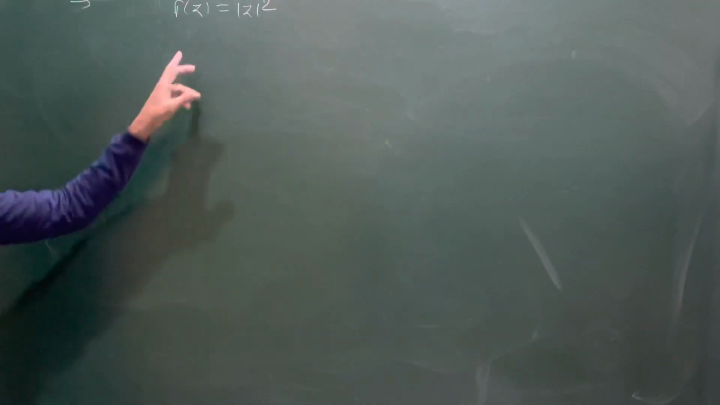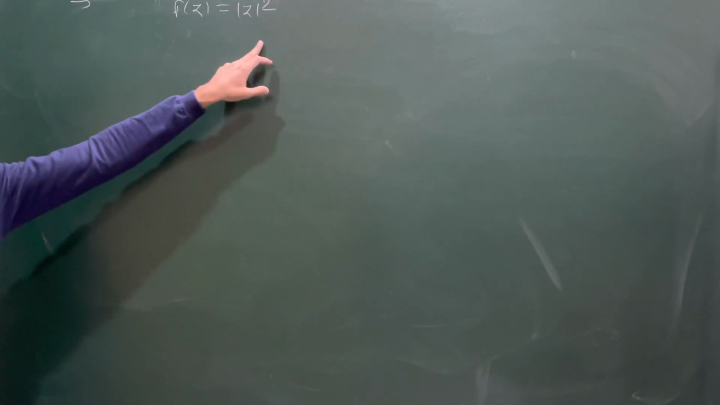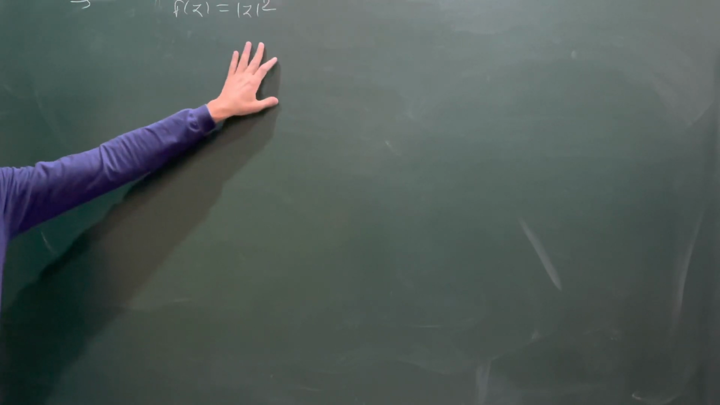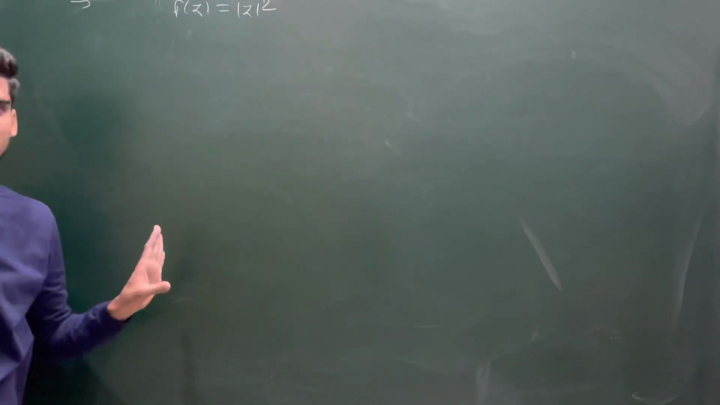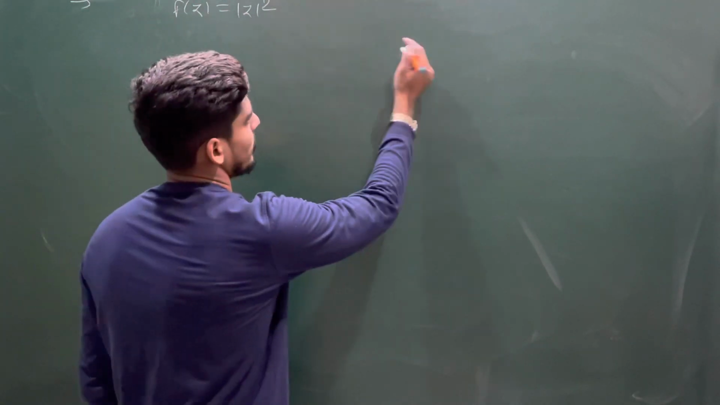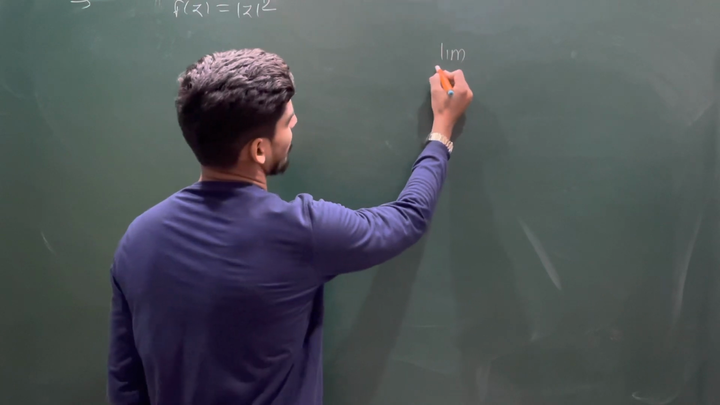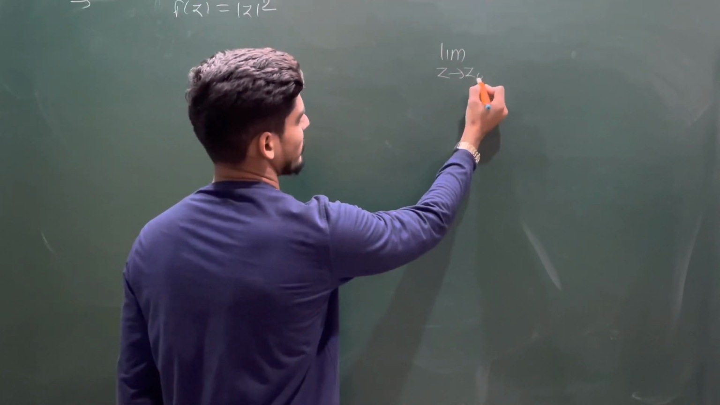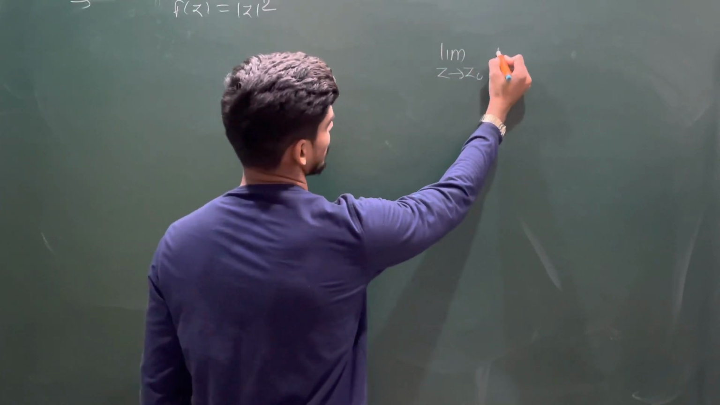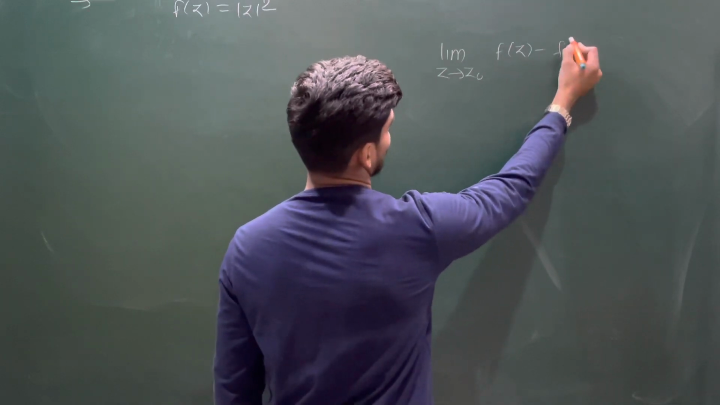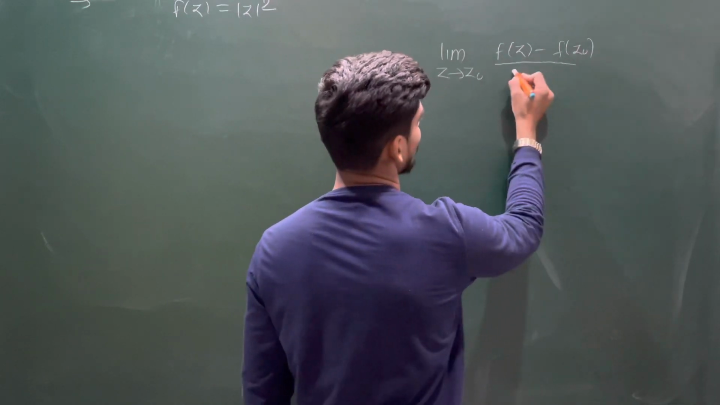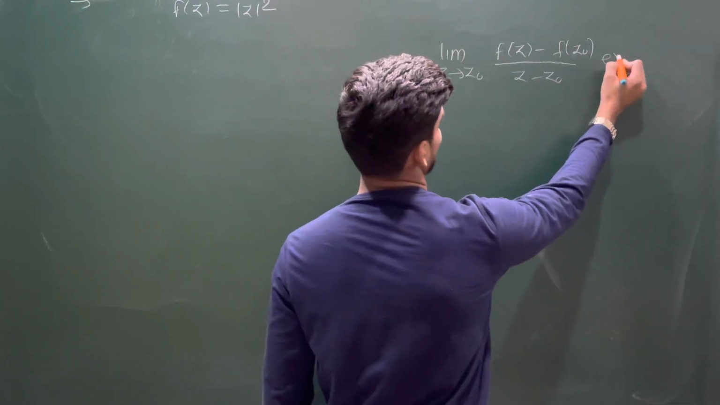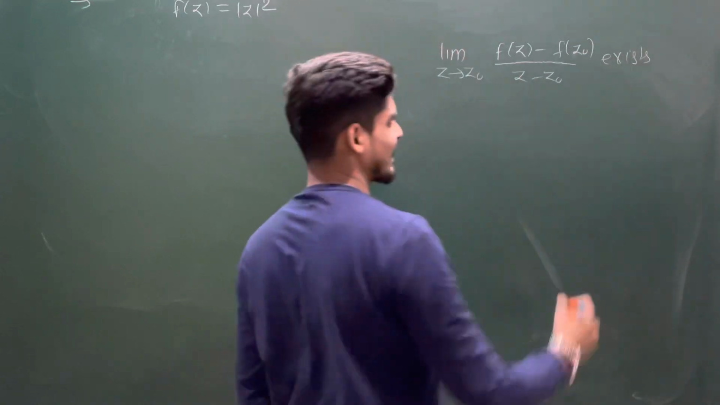Now this f(z) is equal to mod z square. So you have studied this example according to me, if you have studied complex differentiability ever. We know a function is differentiable at point z naught when the limit as z approaches z naught of f(z) minus f(z naught) upon z minus z naught exists. We say this.